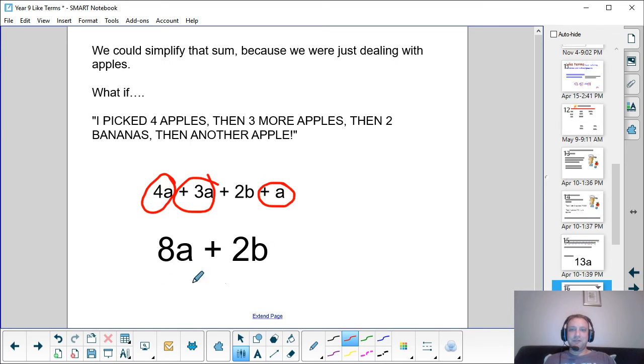So our answer is going to have 2 parts to it. It's going to have our amount of apples, and then our bananas are different. It's a different letter. It's a different fruit. So that's part of our answer as well. Okay, all our apples made 8, and then we've still got our 2 bananas separately. Okay, so that's putting like terms together and keeping things that aren't like terms apart from each other.